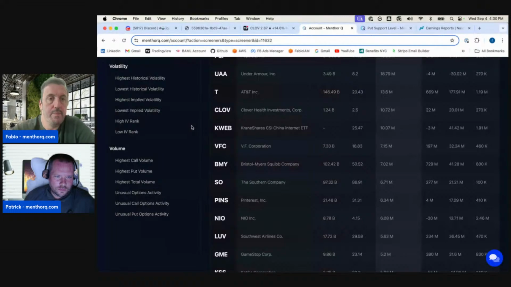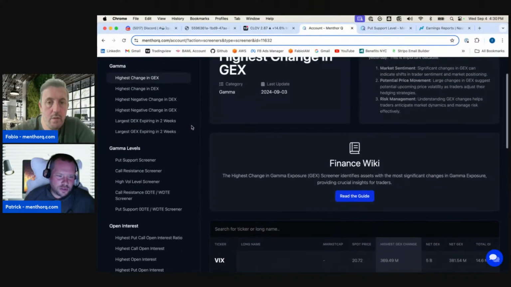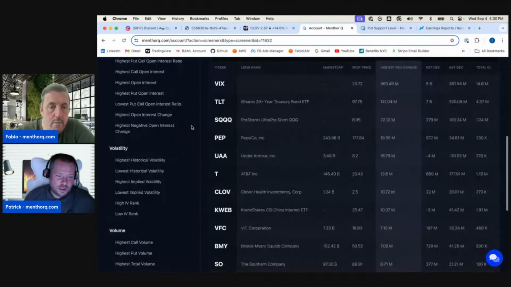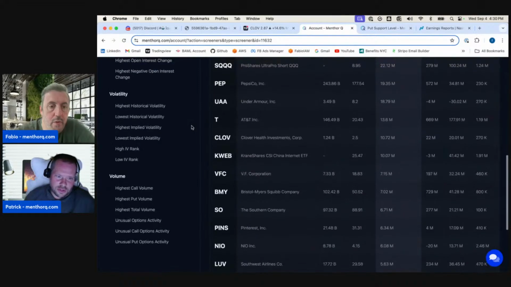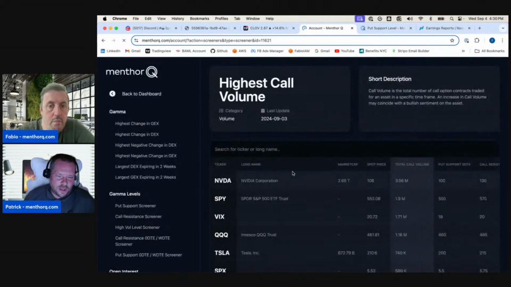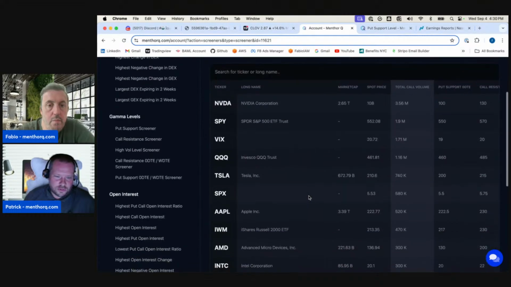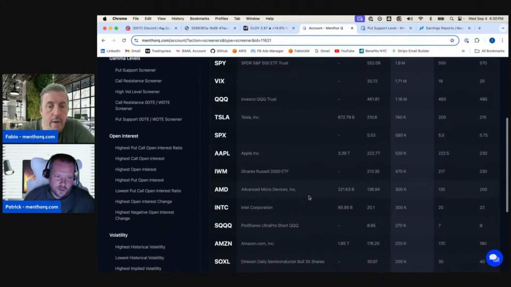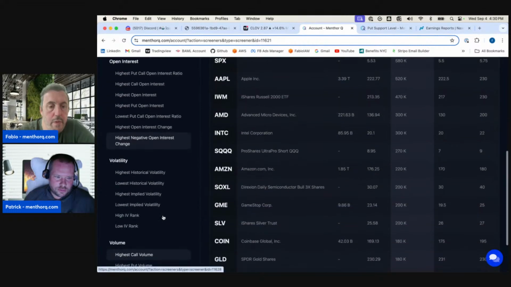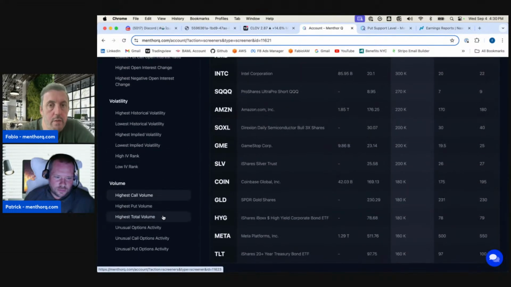We also have the volatility and the volume. I think this is also really interesting when we're looking into the high IV rank, to know where we have strong volatility, which stock we can expect to move. Yeah, absolutely.